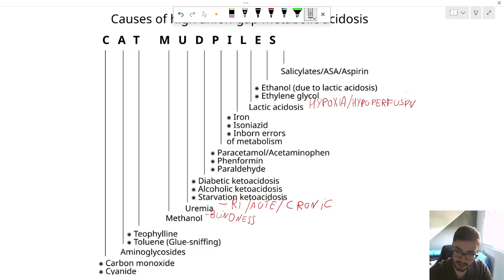And just to finish, we'll have the salicylates. And among the salicylates, the most important one will be aspirin, the acetylsalicylic acid.